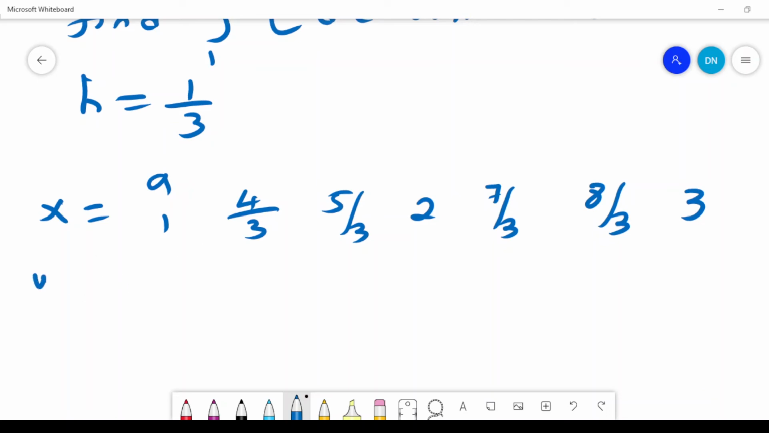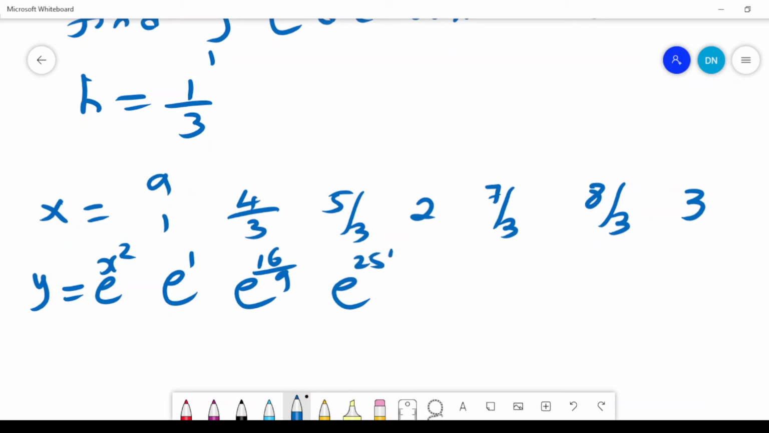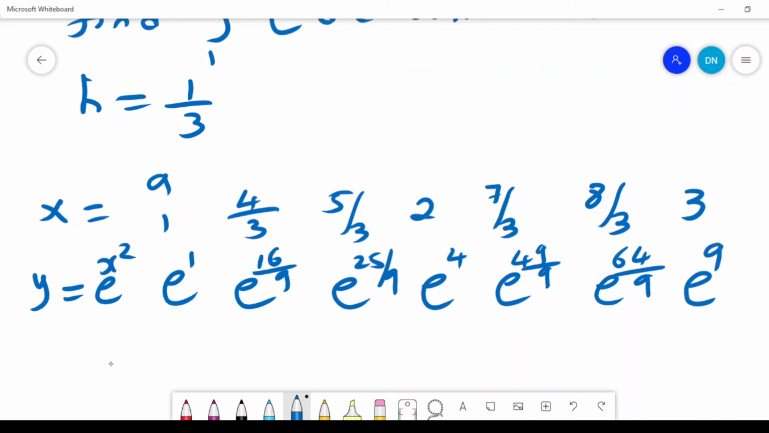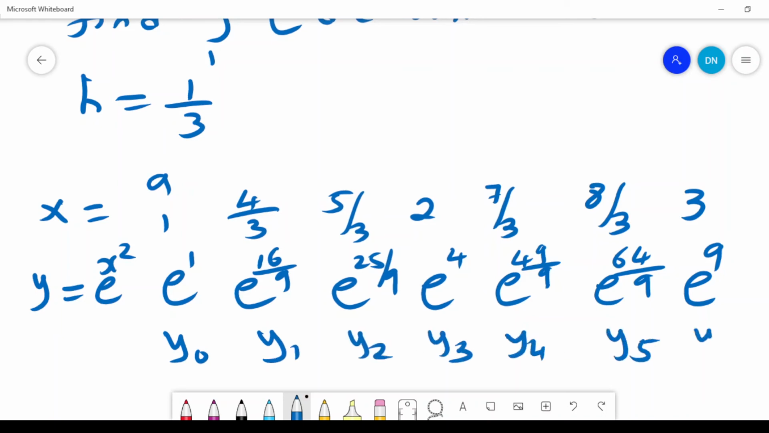And then we have y equals e to the x squared: e raised to power 1, e raised to power 16 over 9, e raised to power 25 over 9, e raised to power 4, e raised to power 49 over 9, e raised to power 64 over 9, and e raised to power 9. And so these are y0, y1, y2, y3, y4, y5, and y6.